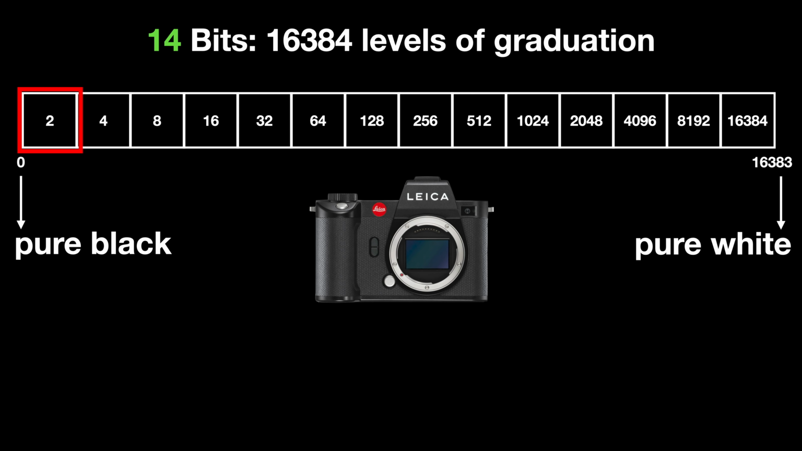So if we would have only 1 bit, then we would have 2 values at disposal, which is 0 and 1. If we would have 2 bits, we would have 4 values at disposal, which is 0, 1, 2, and 3. And if we would have 3 bits, we would have 8 values, which is 0, 1, 2, 3, 4, 5, 6, 7. At the very left-hand side of that spectrum, we have 0, which represents the pure black. And on the very right-hand side, we have 2 to the power of 14 minus 1, which is 16,383, and clearly now represents a pure white.